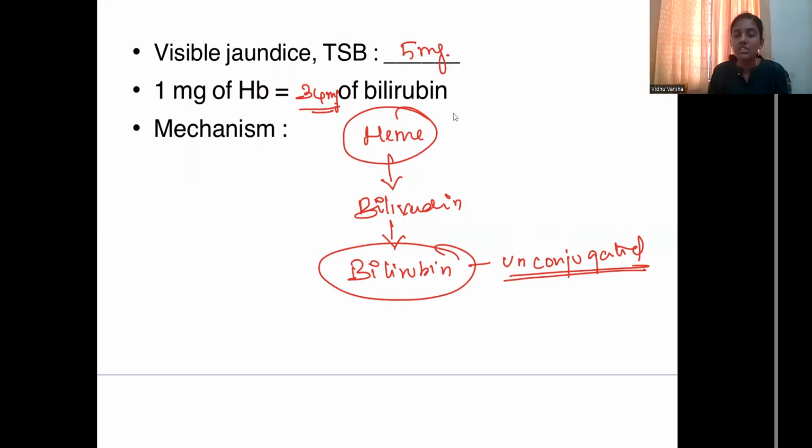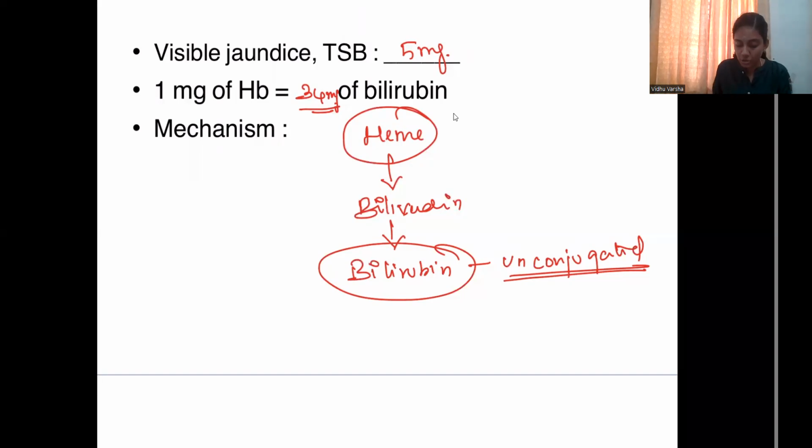Since it is water insoluble, it cannot be excreted in the urine very fast, but it can cross the blood-brain barrier easily. So whenever your unconjugated bilirubin is very high, it can produce what is called kernicterus, that is, bilirubin-induced neurological damage.